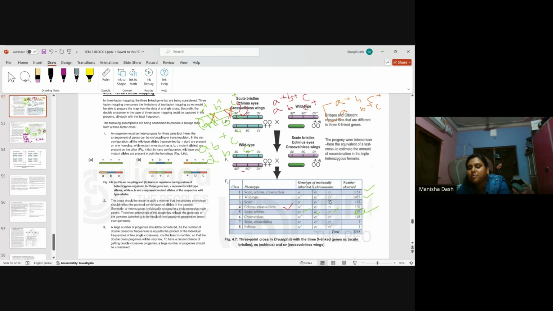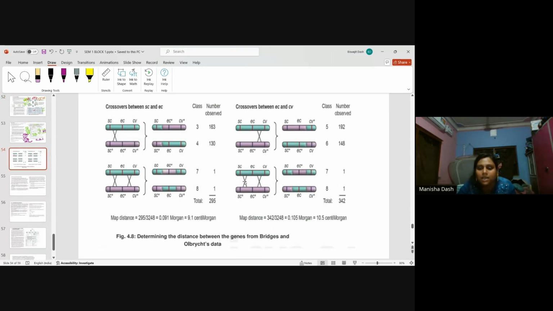So here the problem is a little simple because the order of the gene is actually correct. As you can observe here, whatever we discussed, this is the actual order of the gene. So if there is a single crossover between the genes SC and EC, this SC part will move to this chromosome and this SC plus part will come to this chromosome. Okay, so what is the number that is given in the question? That is 163. This is 130. That is already given in the question.